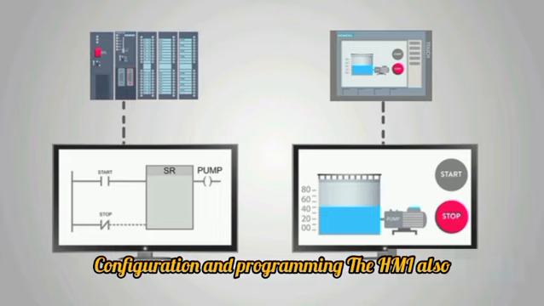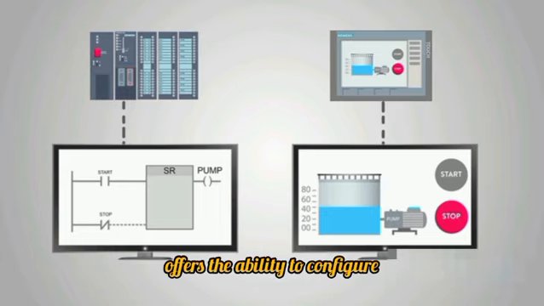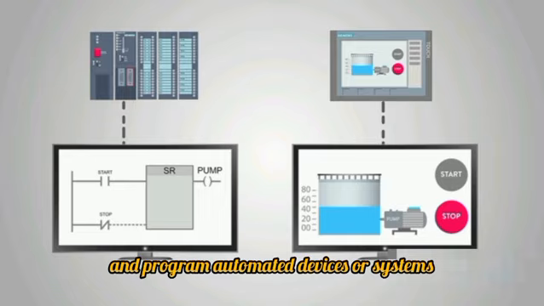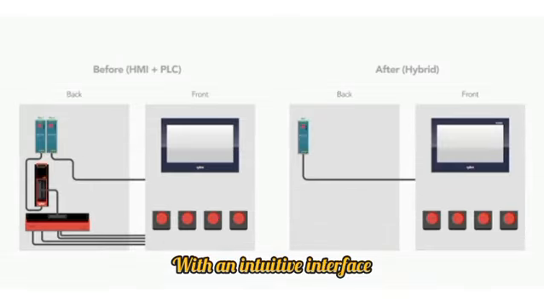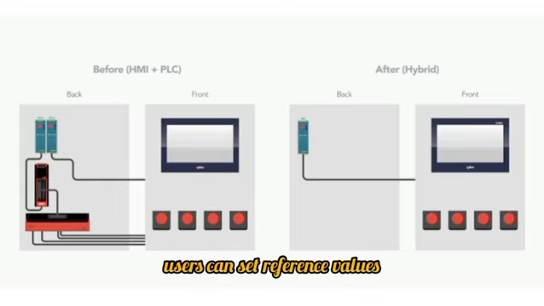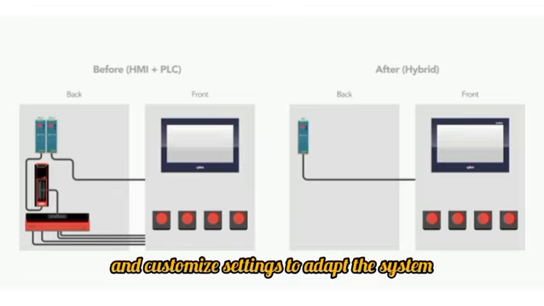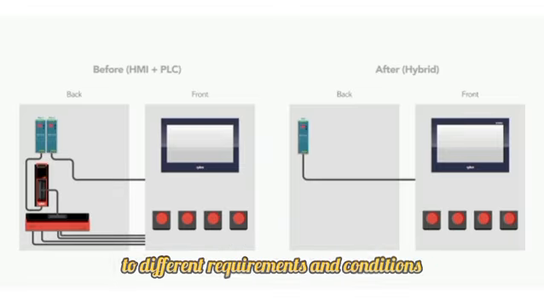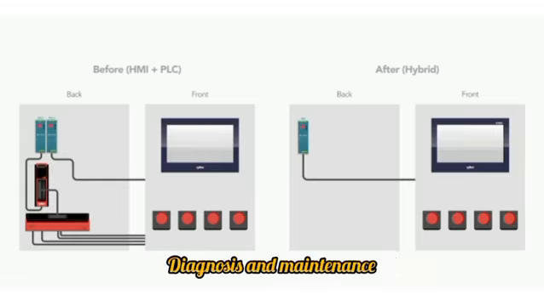Configuration and programming. The HMI also offers the ability to configure and program automated devices or systems. With an intuitive interface, users can set reference values, define operational sequences, and customize settings to adapt the system to different requirements and conditions.